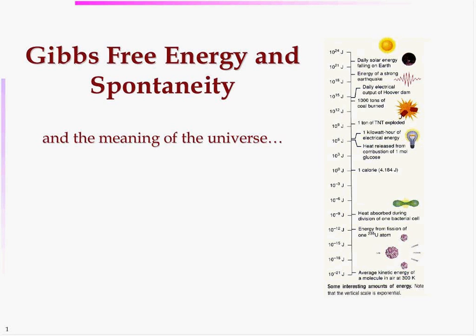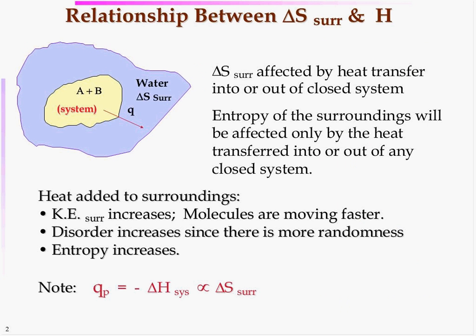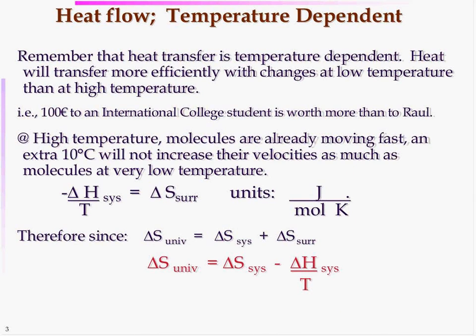I introduced spontaneity to you in the last class, right? Because we discussed entropy, and then we came to this equation. Remember this one, the last one on this? Delta S universe is delta S system minus delta H system upon T. That is how delta S surrounding was defined. It depends on the enthalpy change of the system and temperature. So this is the final equation: delta S universe is delta S system minus delta H of the system upon T.